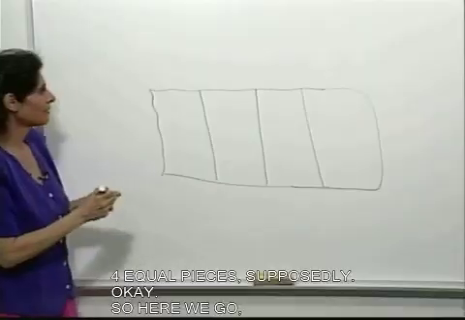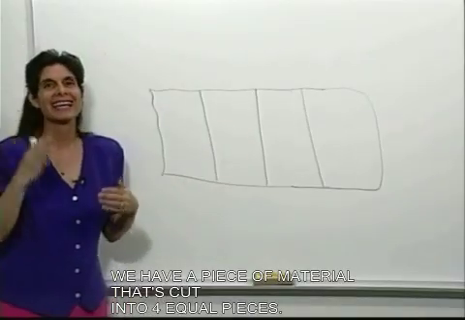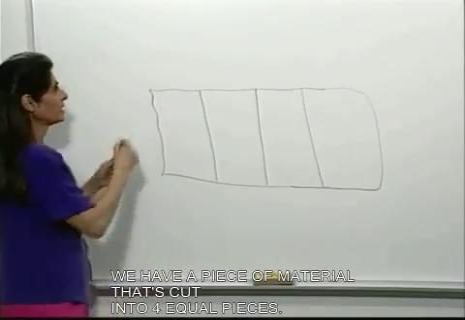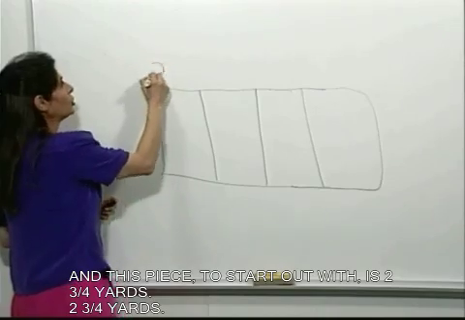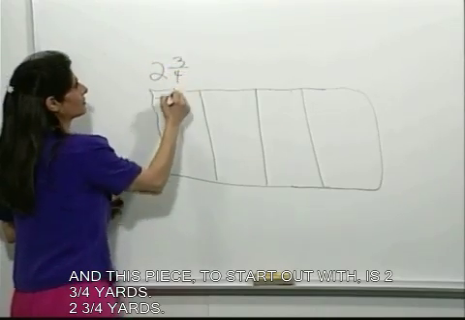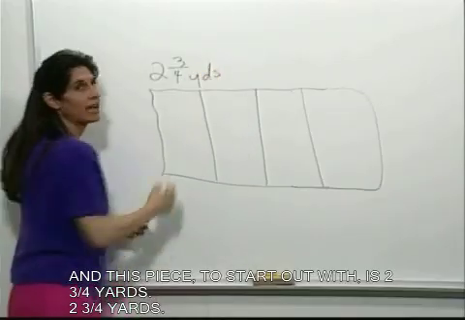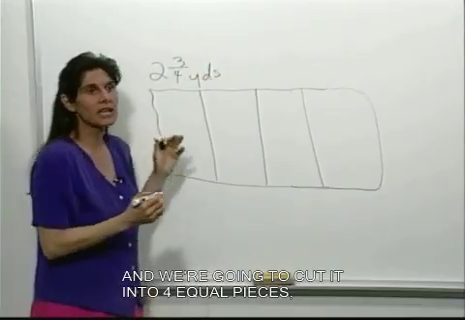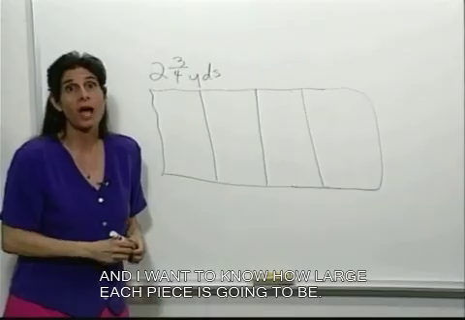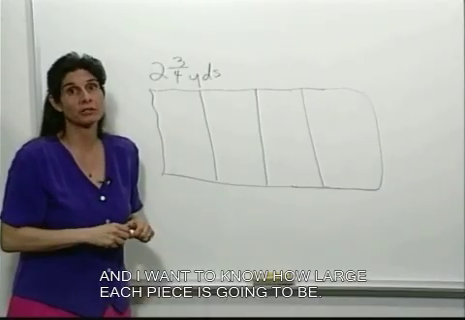Okay, so here we go. We have a piece of material that's cut into 4 equal pieces. And this piece, to start out with, is 2 3/4 yards. We're going to cut it into 4 equal pieces, and I want to know how large each piece is going to be.